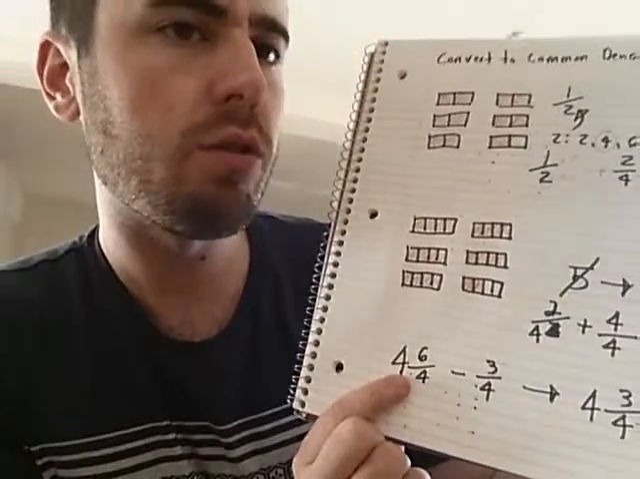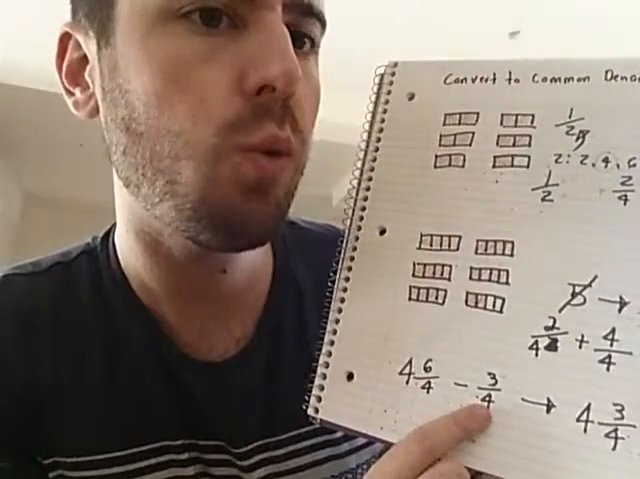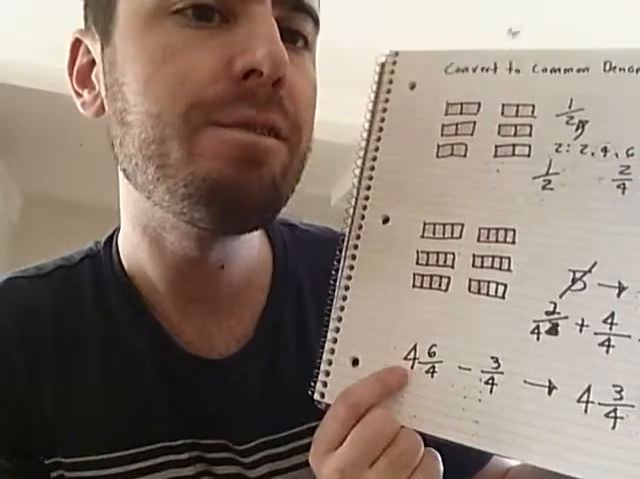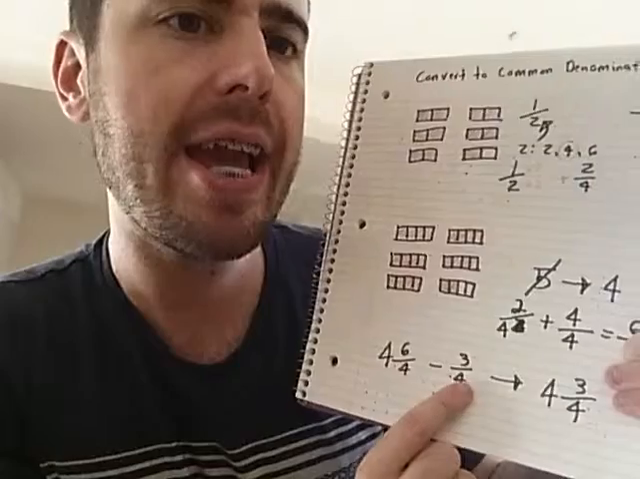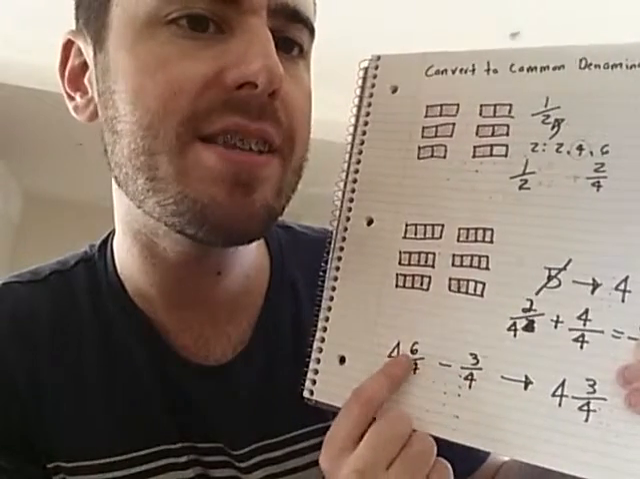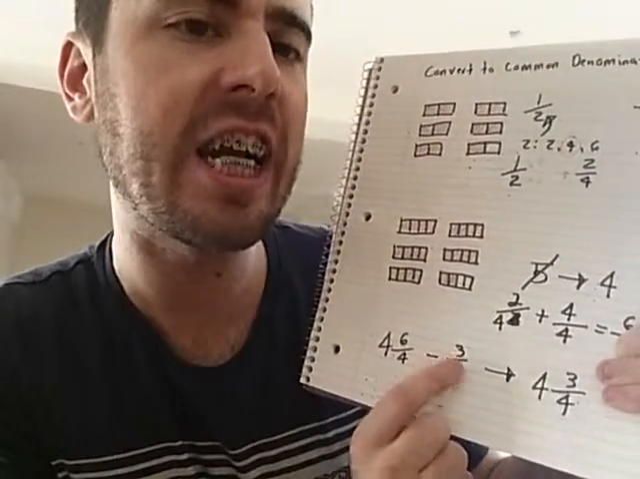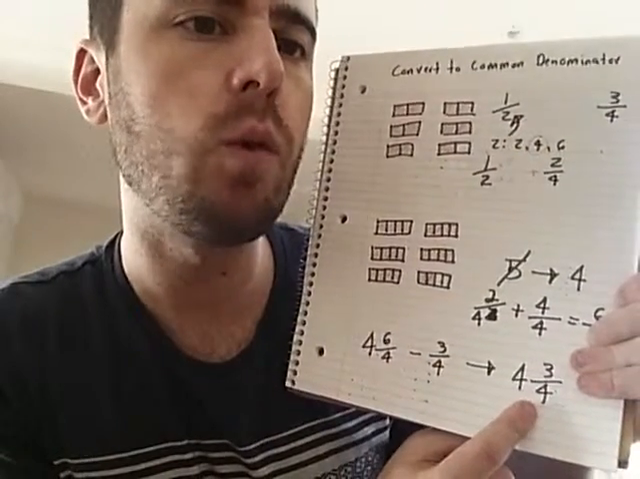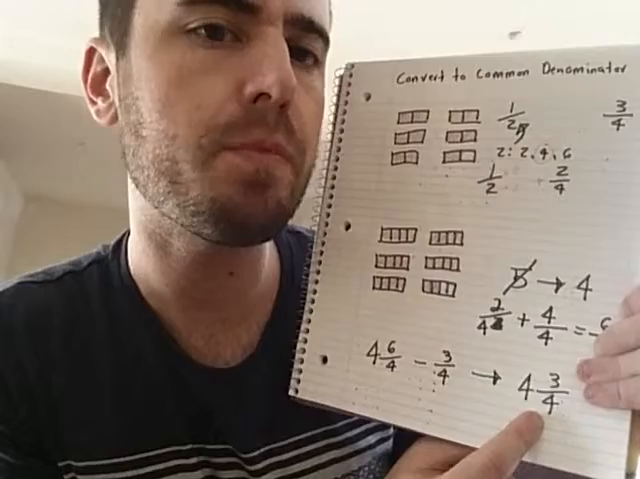So going back up to the original problem, we were trying to take away 3/4. But now we're dealing with an easier fraction. 4 6/4 take away 3/4. Well, looky here. This number is nice and bigger than this one. We can go ahead and take that away. Our answer is 4 3/4, okay?